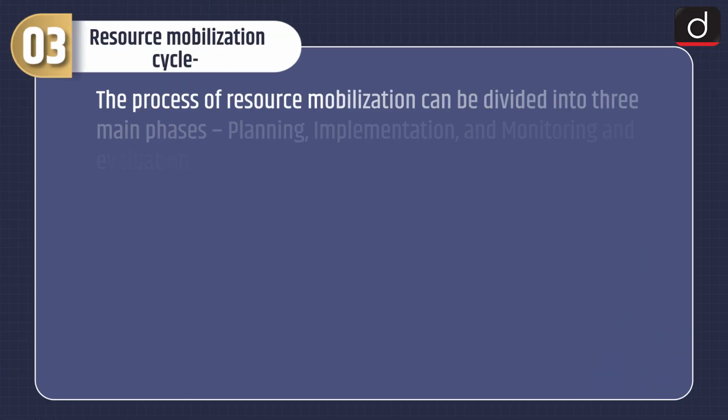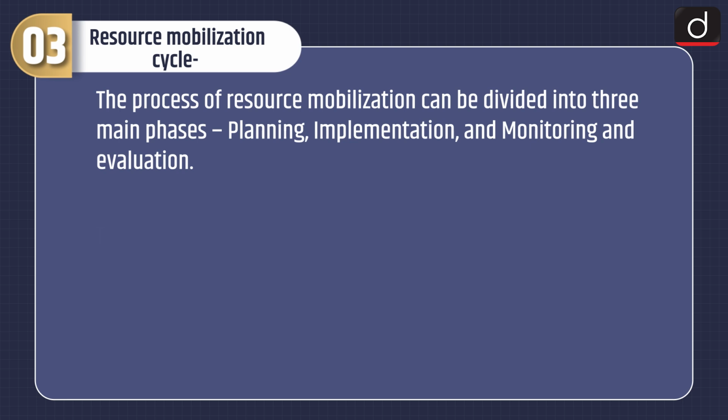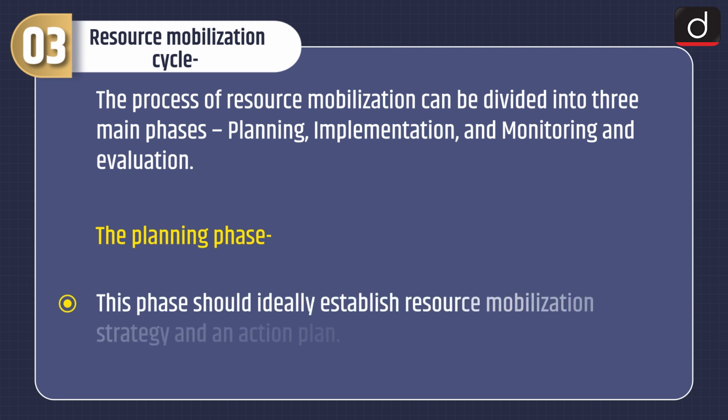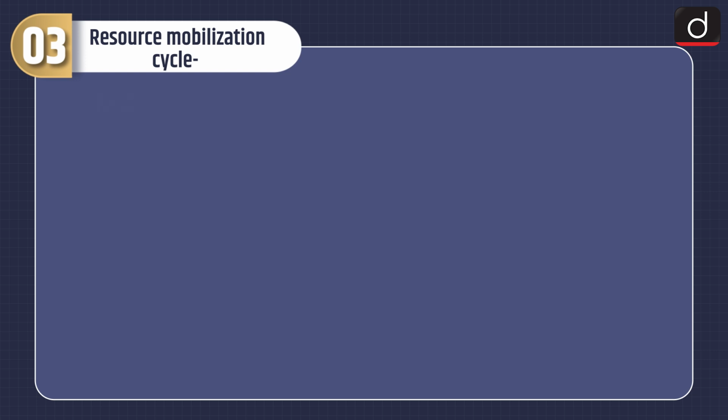Now let's discuss the resource mobilization cycle. The process of resource mobilization can be divided into three main phases: planning, implementation, and monitoring and evaluation. The planning phase. This phase should ideally establish a resource mobilization strategy and an action plan.